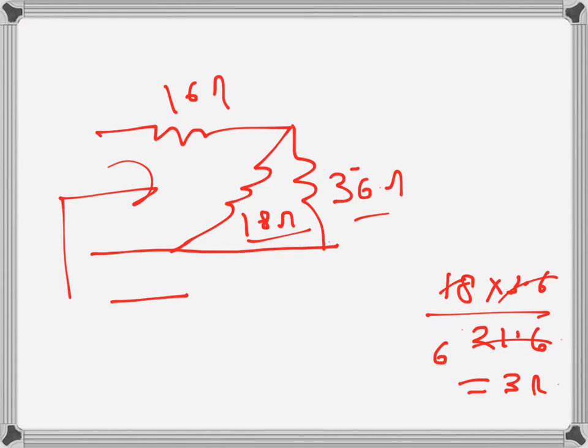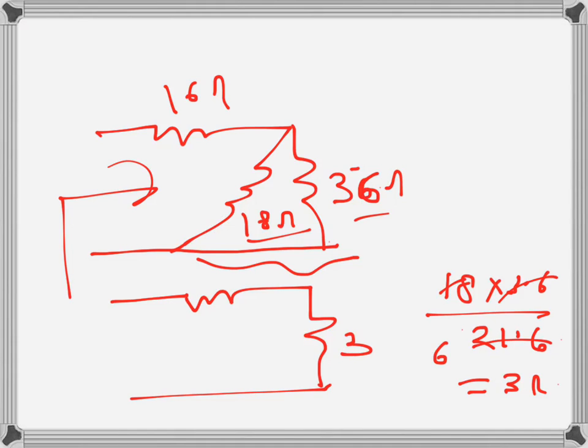So now what we have, these two in parallel combination, the equivalent is 3 ohms, so that's 16 ohms there and then just 3 ohms there. So these two are in series, so the final value, the equivalent resistance Req, becomes 16 plus 3, that's 19 ohms. So that's the result.